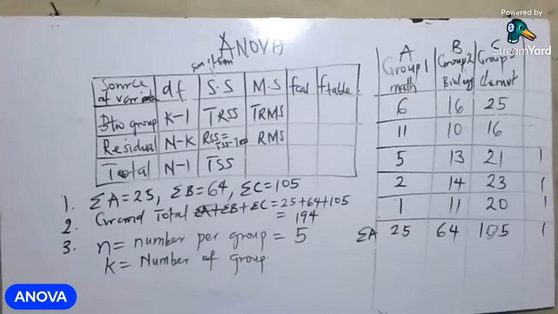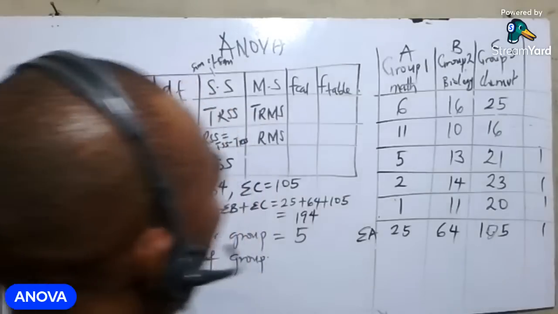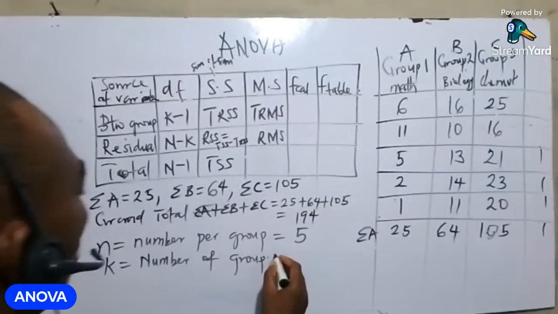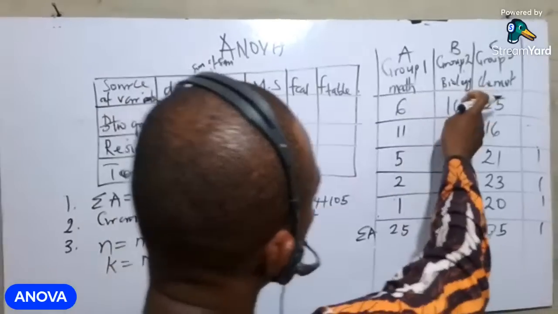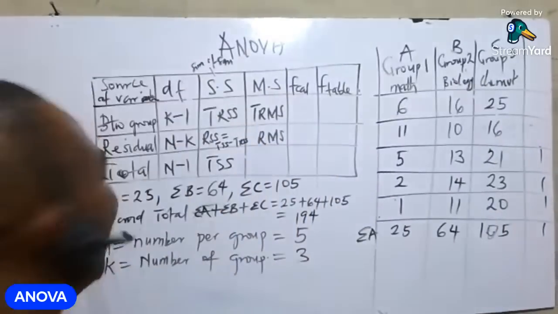Yes, the N is 5, which is the number per group. How many numbers do we have in a group? And we have 3 groups: group 1, group 2, group 3. So that is step 3.